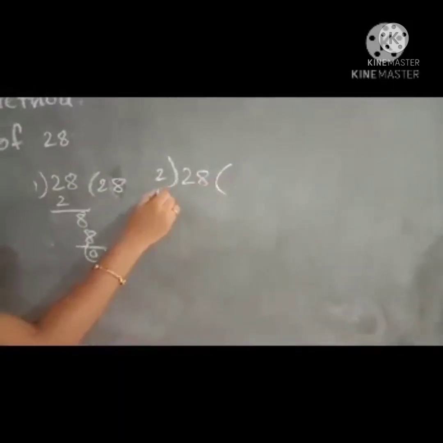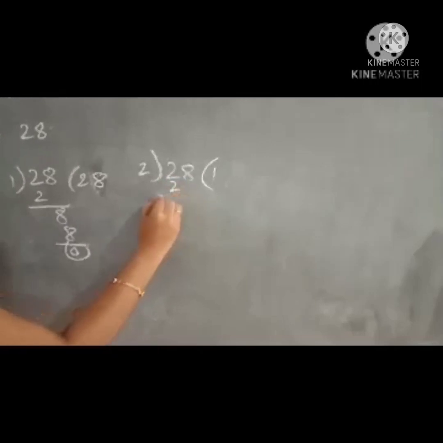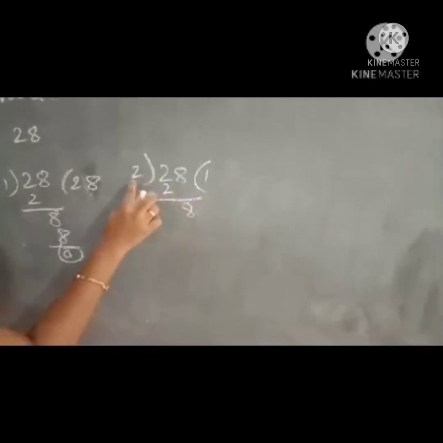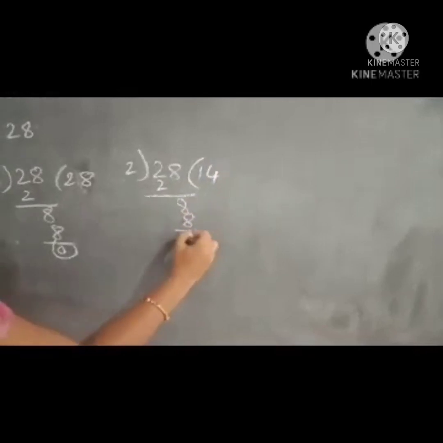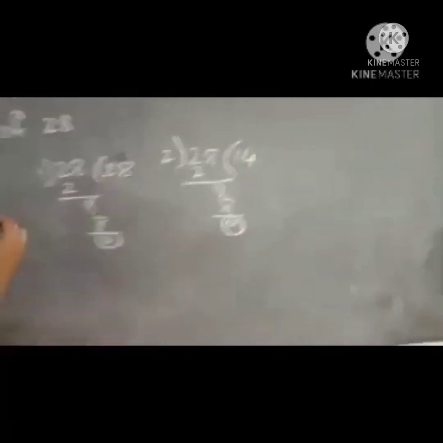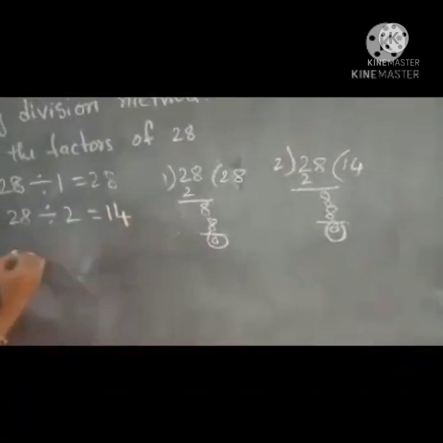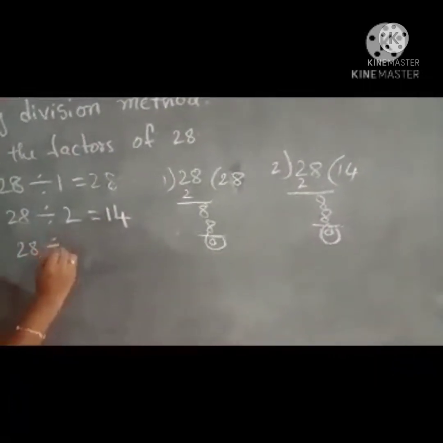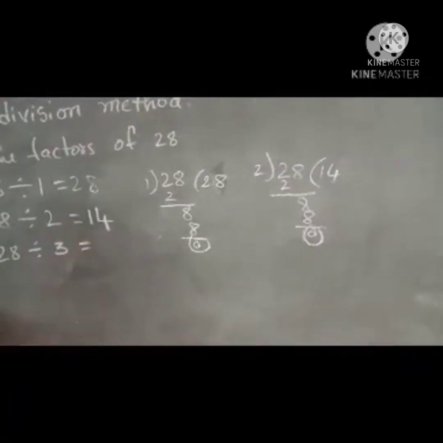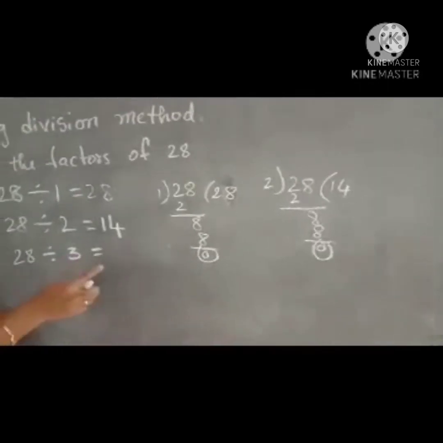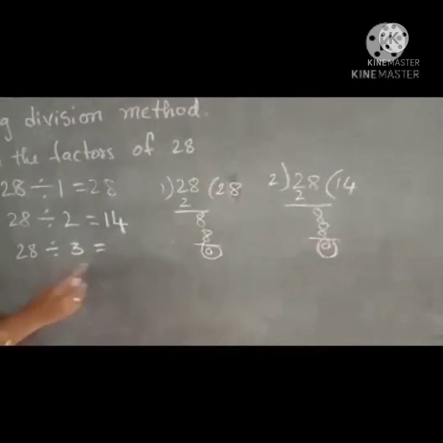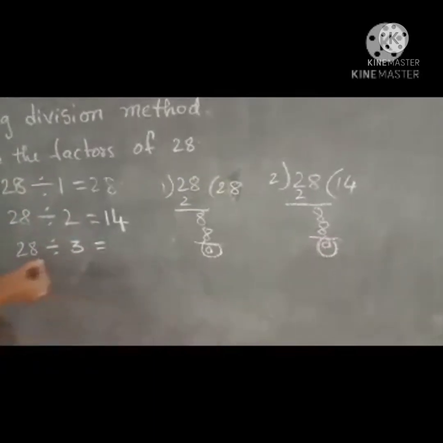28. 2 ones are 2. Again, we have to take 8 down. How many times? 4 twos are 8. The remainder is 0, no? So here we have to write 14. And next, 28 divided by 3. In finding factors using the multiplication method also I told, no? Yes, like that only we have to check the numbers.